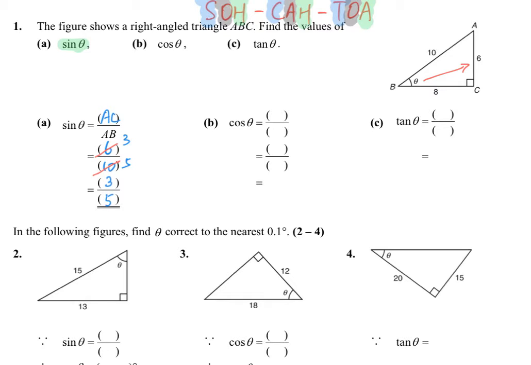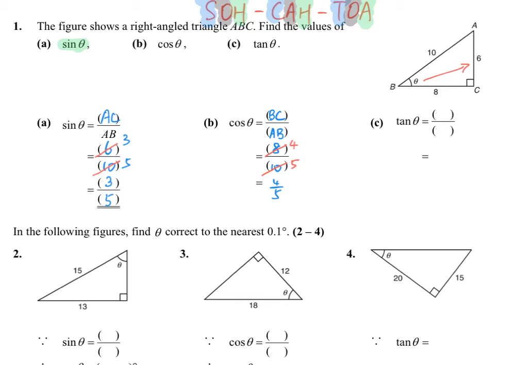That's it. For cosine theta, which equals the adjacent side of theta over the hypotenuse: 6 is the opposite side, 8 is the adjacent side, which is BC, and the hypotenuse is AB. BC equals 8, AB equals 10. Therefore, you can simplify: 8 divided by 2, you get 4, 10 divided by 2, you get 5. So the final answer should be 4 over 5 for cosine theta.